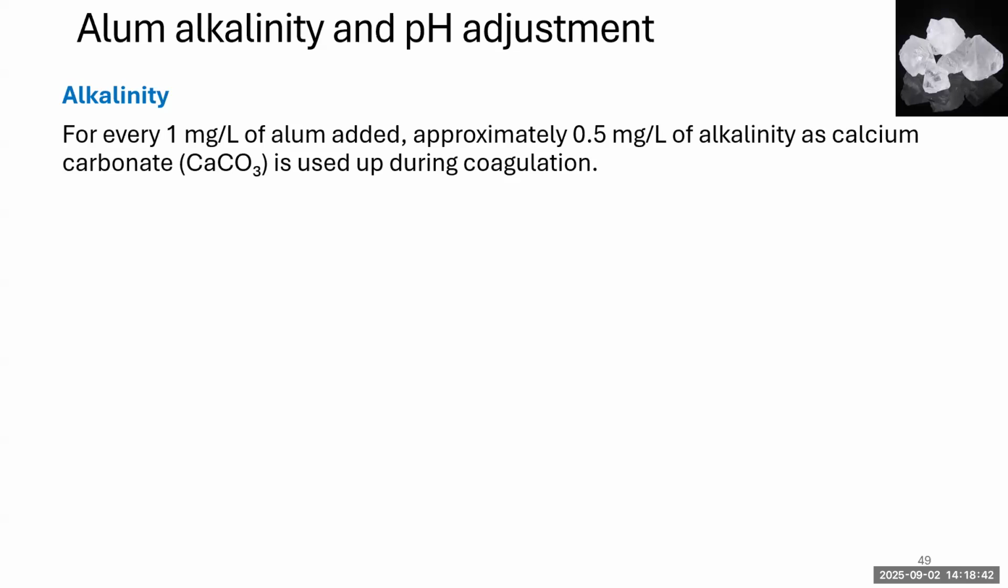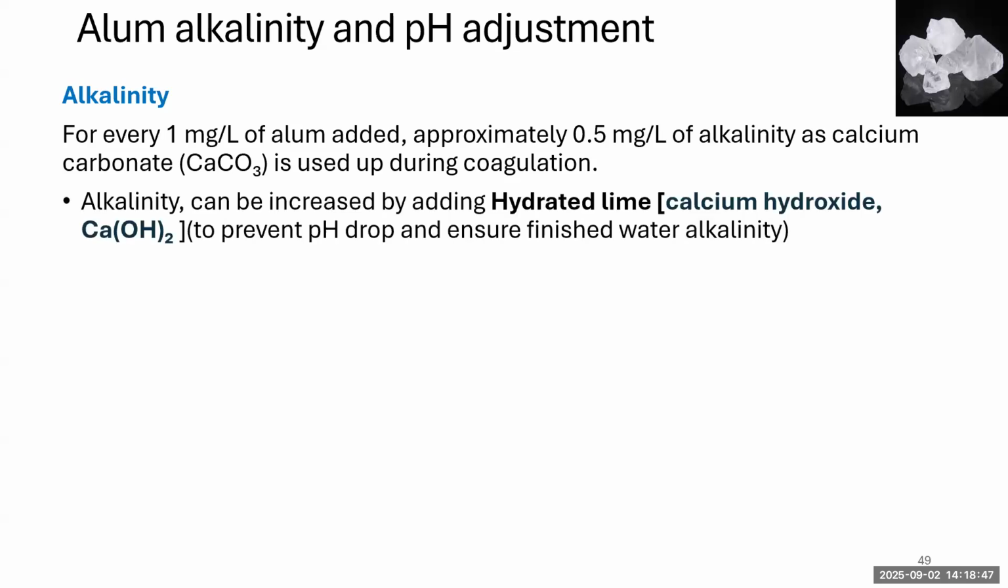And they measure alkalinity as equivalent to calcium carbonate. Basically, we want about 50 milligrams per liter of alkalinity in general, and we'd like to have some left over for downstream processes. We don't want to end up with zero alkalinity in water going to the distribution system. We want some alkalinity there. Normally, we adjust that by adding hydrated lime, which is calcium hydroxide, and that helps us prevent that pH drop, and also makes sure that alum has plenty of alkalinity to form the hydroxides.